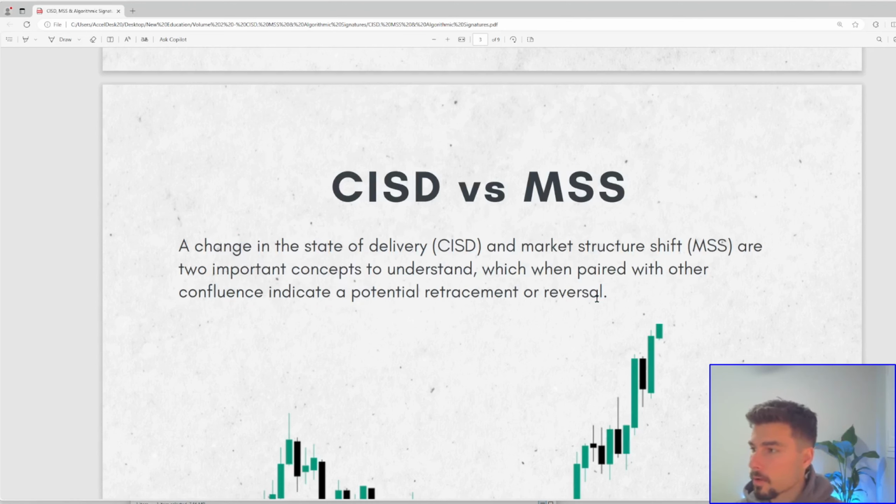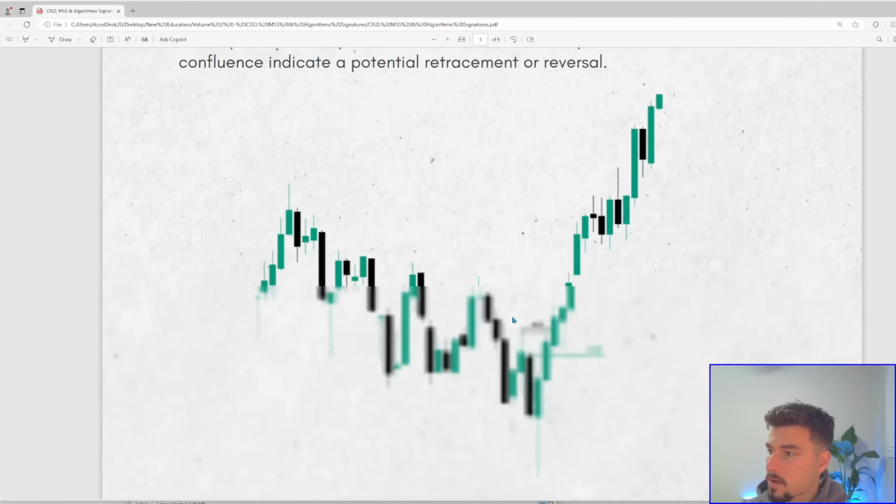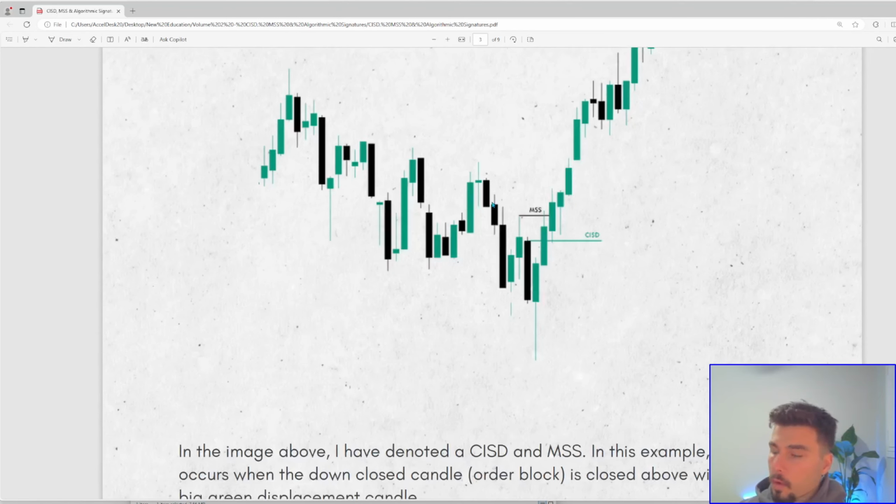I think a lot of people, including myself, start off with a typical market structure shift, and as time goes on, you look for other potential entries, maybe because you've missed moves, right? And it's really important that you pair this with other confluences. Just like any kind of concept, the more confluences you have, the better off it is.